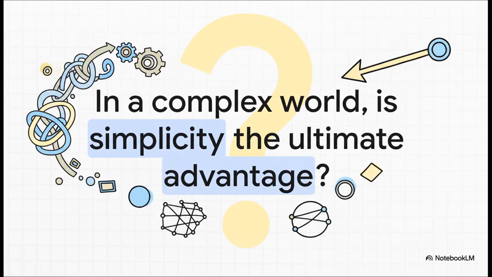Which really leaves us with this one big final thought. The success of an algorithm like Jaya forces us to ask a pretty important question. In a world that seems to get more complex every day, where we often think complicated problems need complicated solutions, could it be that the real advantage, the ultimate victory, actually comes from simplicity?